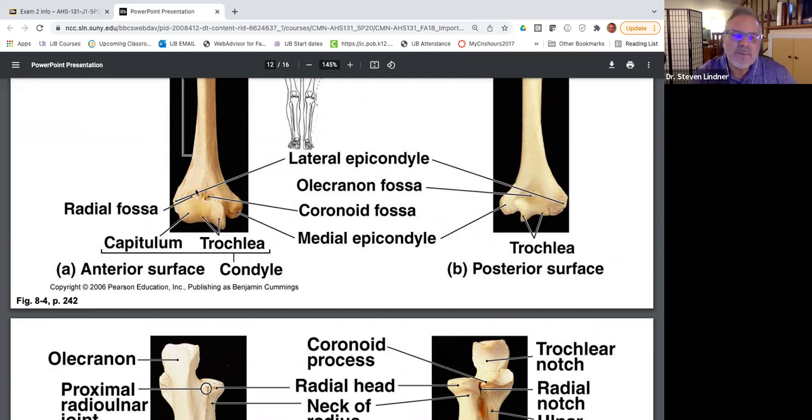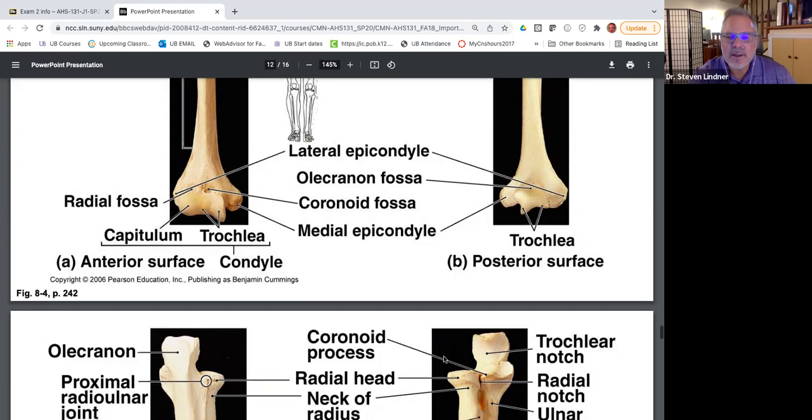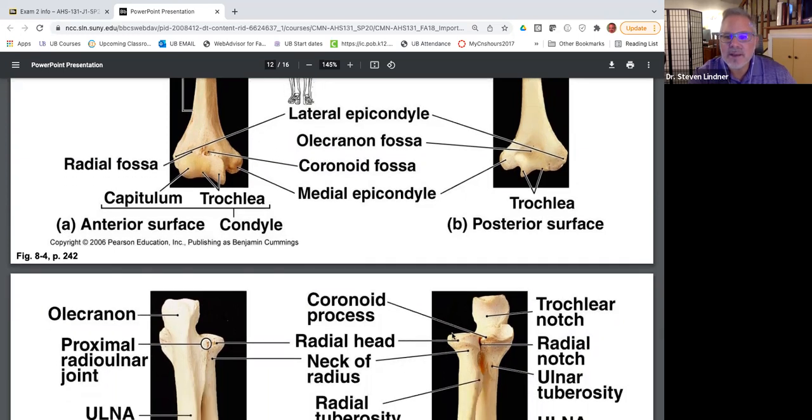But when the elbow is flexed, the head of the radius and coronoid process fit in their corresponding fossas. And the capitulum right here, this rounded portion called the capitulum, fits perfectly here with the head of the radius. This head of the radius articulates here. This is concave, and this is a little bit convex. So it's a perfect fit.